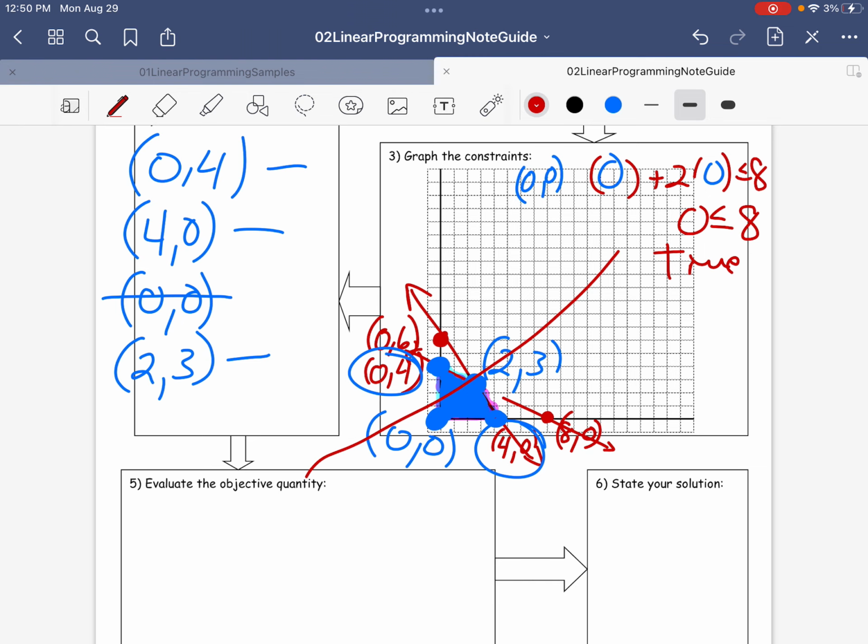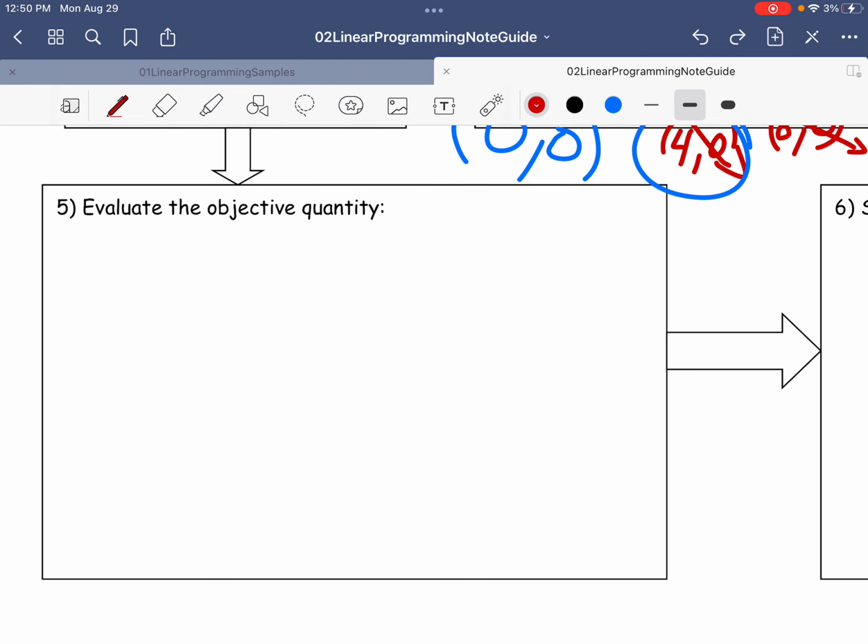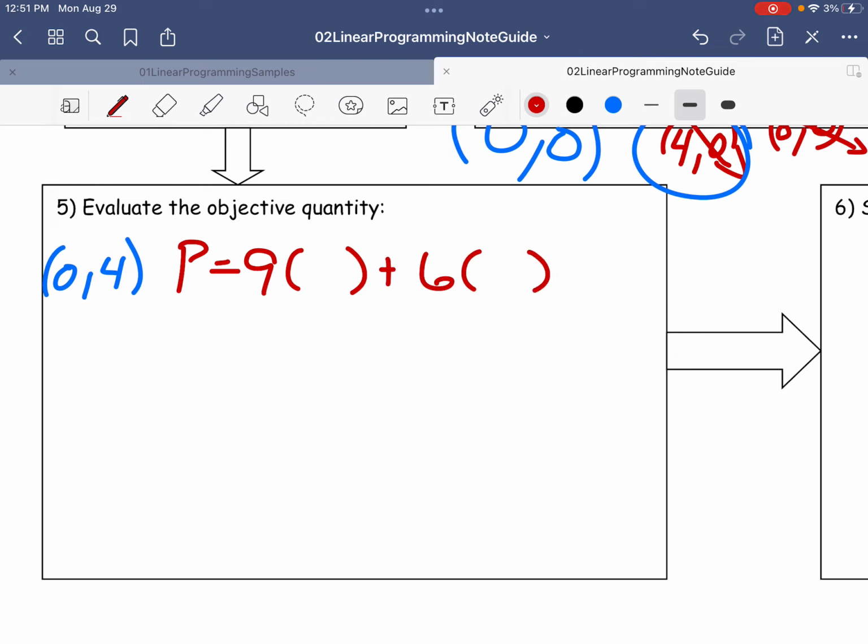I'll plug in one by one. So let's do the first one. The first one that we're doing is the point (0, 4), which really means 0 deluxe phones, but 4 standard phones. So if we plug in 0 deluxe and 4 standard, we end up with 0 plus 24, $24. That's your profit if you make just 4 standard phones.